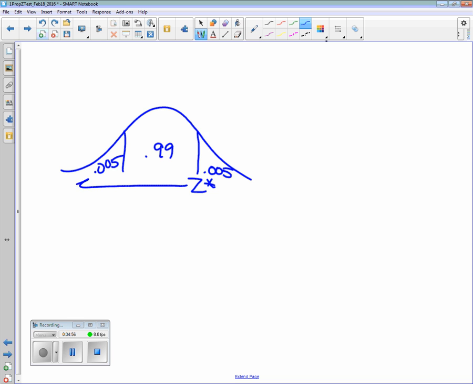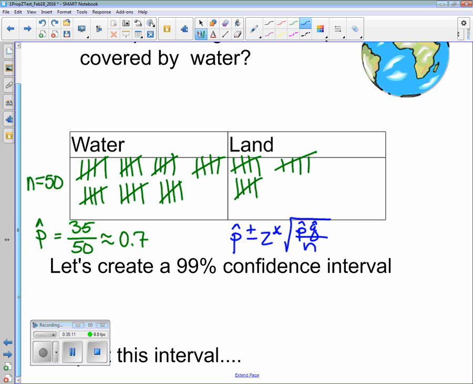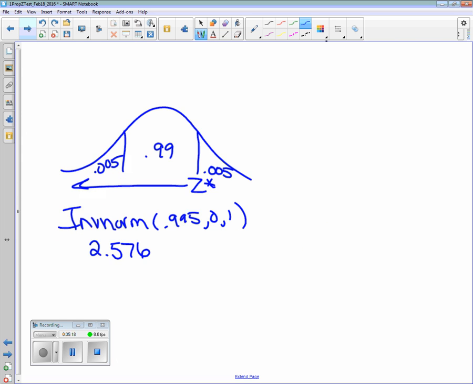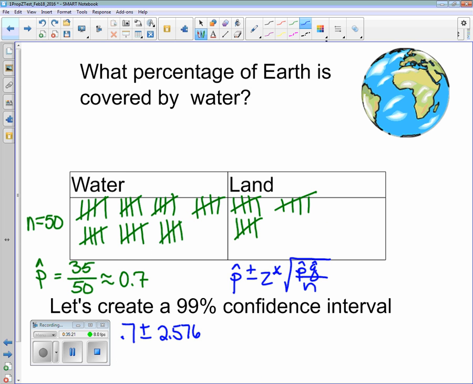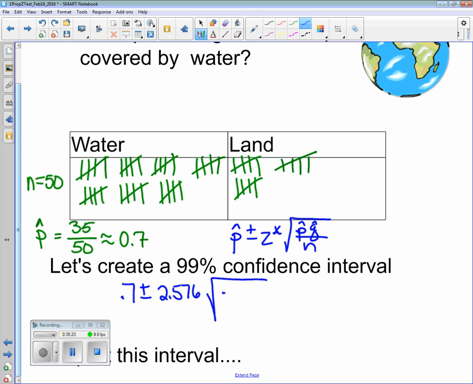So the Z star is inverse norm 0.995. And it's a Z, so we're going to have 0 and 1 there. So what do you get? 2 point. Okay, so that's our Z star. So let's do it. So I have 0.7 plus or minus 2.576 times 0.7, 0.3. Is that right? Is that right? Okay. I'm just making sure I didn't do something wrong.